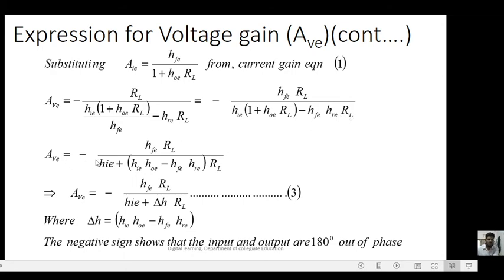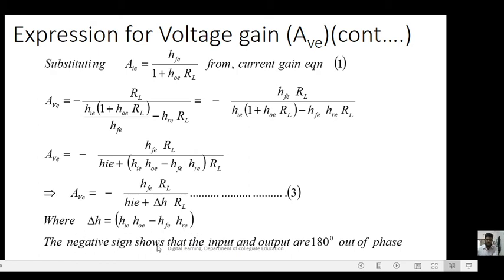So AV is equal to minus HFE RL divided by HIE. We can simplify this equation: HIE plus HIE into HOE minus HFE HRE into RL. That gives AVE is equal to minus HFE RL divided by HIE plus delta H RL. This is equation number 3, where delta H is the change in H, delta H is equal to HIE HOE minus HFE into HRE.